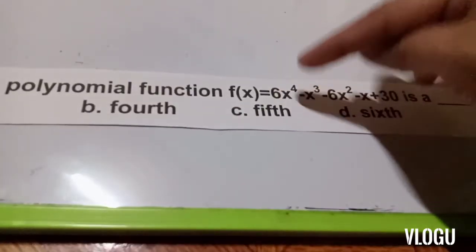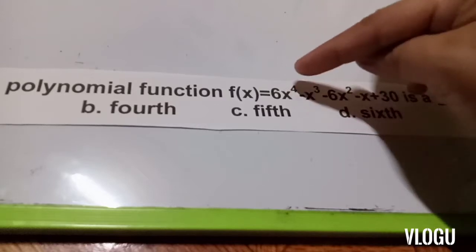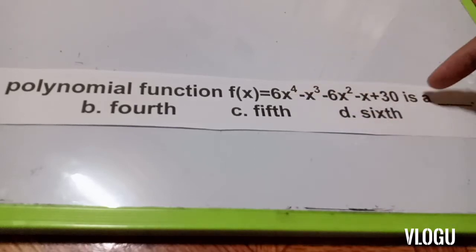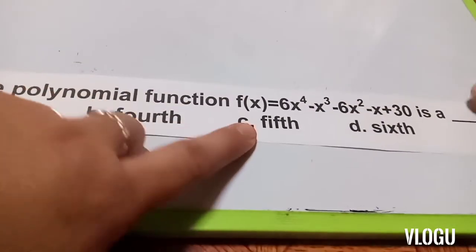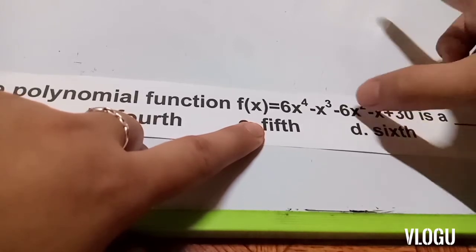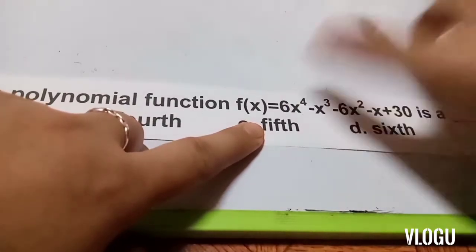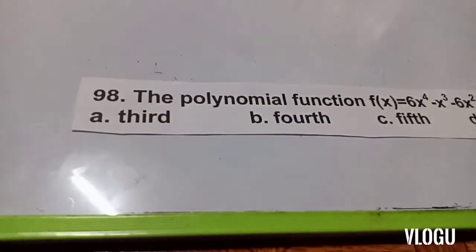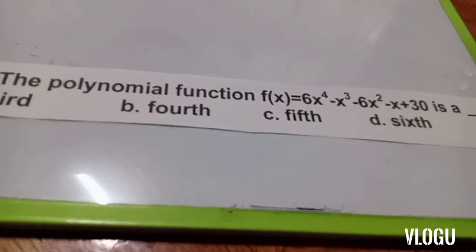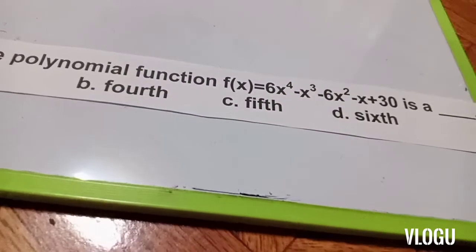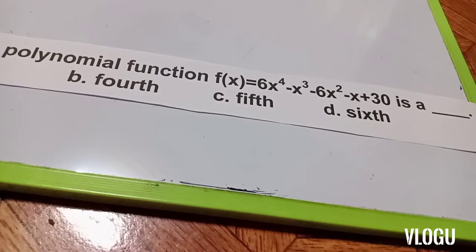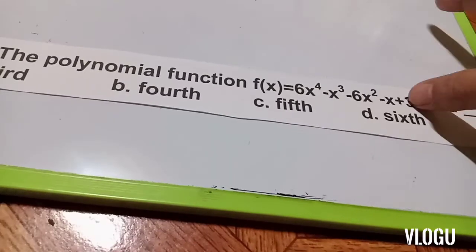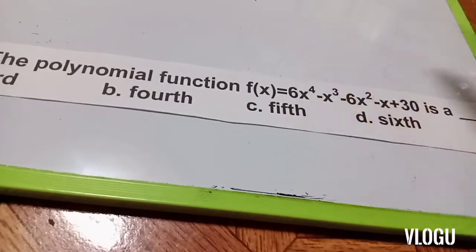Even though the highest exponent is 4, the exponents go from highest to lowest, so our polynomial function has five terms: 1, 2, 3, 4, 5. So the answer is letter C. Take note, this is the given: the polynomial function f of x, 6x to the fourth, x cubed, 6x squared, minus x, plus 30, has five terms. So count: 1, 2, 3, 4, 5.